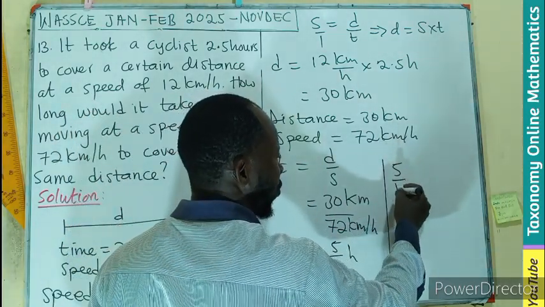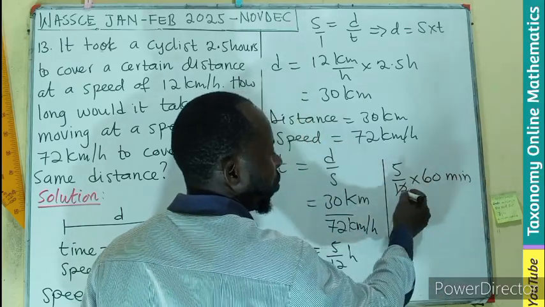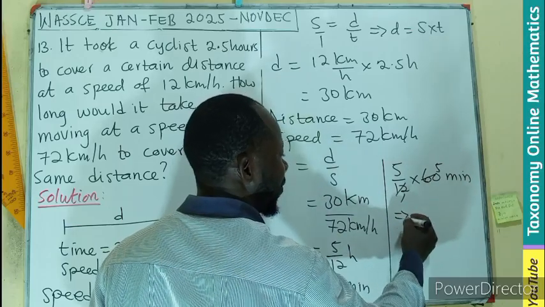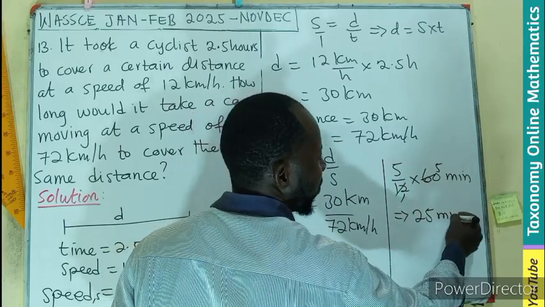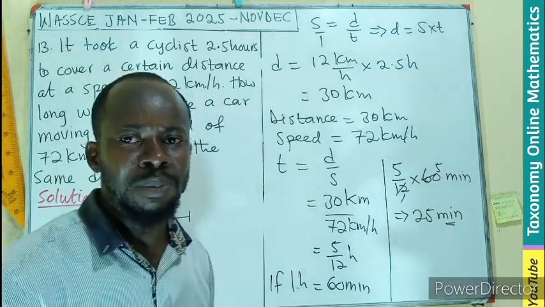So 5 on 12 times 60 minutes. This goes here 1, goes here 5. 5 times 5 will be 25 minutes. And I think that will be option D on the question paper.